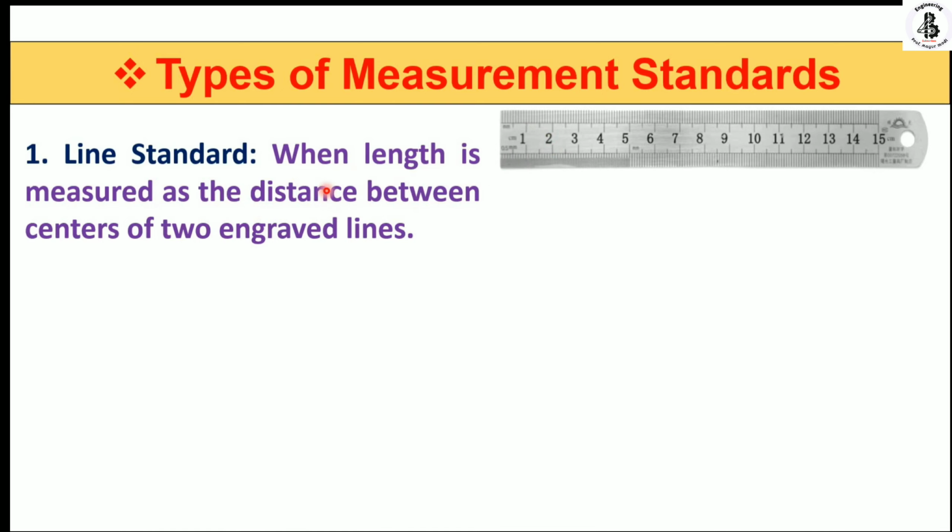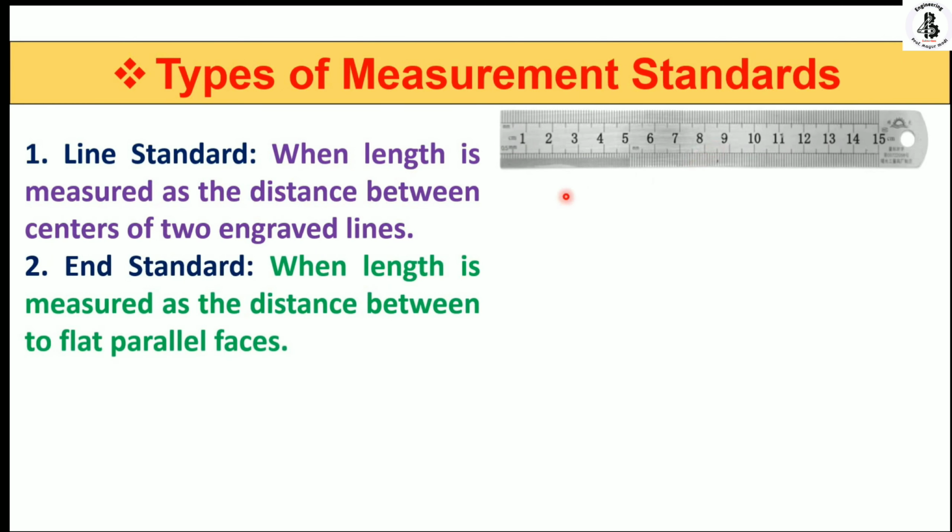As a line standard, length is measured as the distance between the centers of two engraved lines. Due to the engraved lines, or you can say numbers, on the steel rule, you can take a direct reading from the rule. That is known as a line standard.